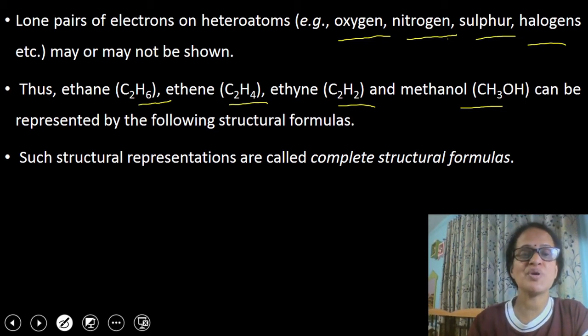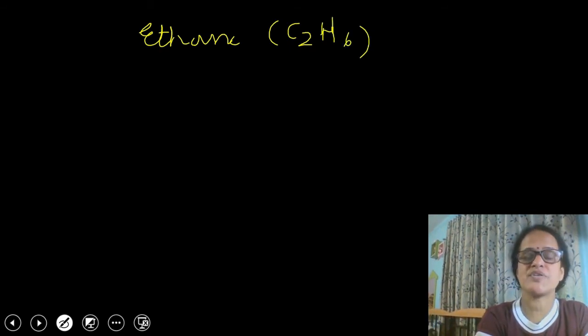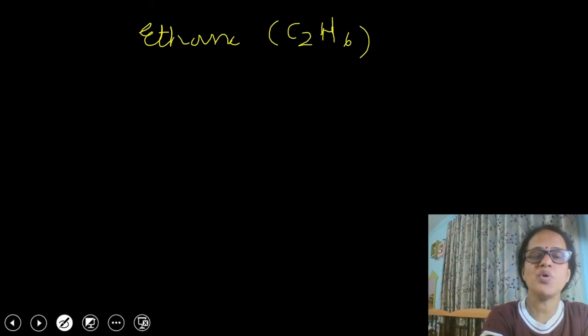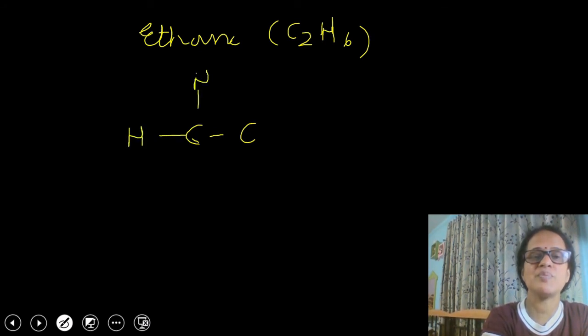So, first I am going to represent ethane here. So, ethane has the formula C2H6. In the complete structural formula, all the bonds involved are shown. So, between carbon and carbon, a single bond is there. And each carbon atom is attached to 3 hydrogen atoms by means of single bonds. So you can see that this is the complete structural formula for ethane.